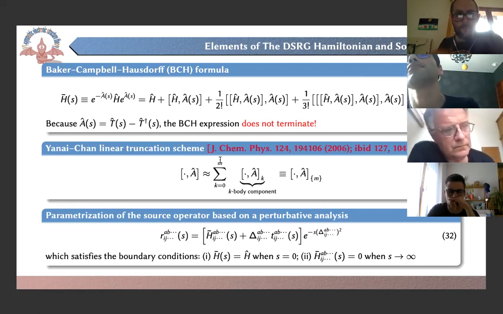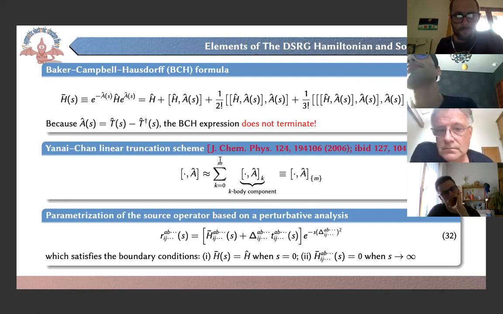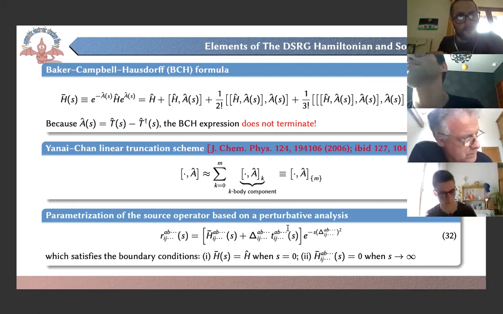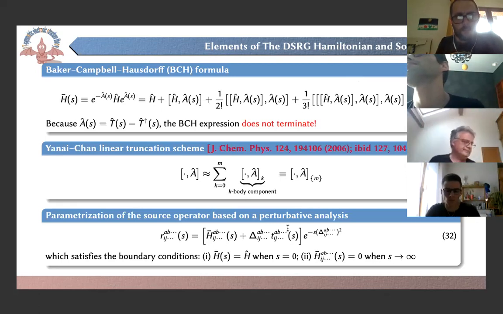Because in theory it goes to infinity. Okay? And so now I gave you a recipe to calculate the H bar matrix elements, but you also need the source operator elements. Those ones a priori you don't know. But what is nice in that method is that you can parameterize those terms. It's like this eta operator that we had in SRG. Now we have the source operator in DSRG that we can parameterize.